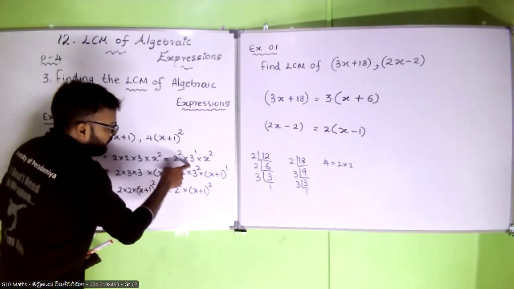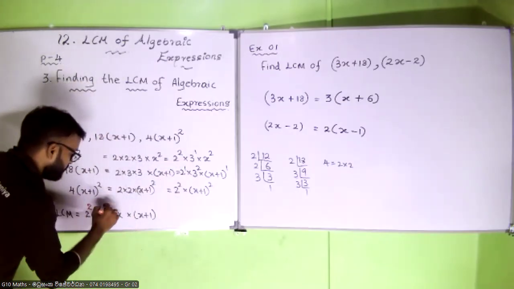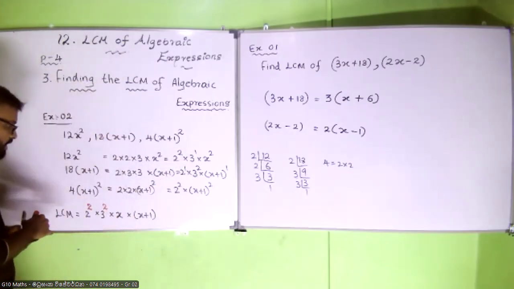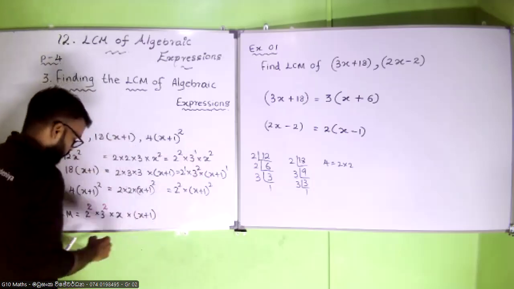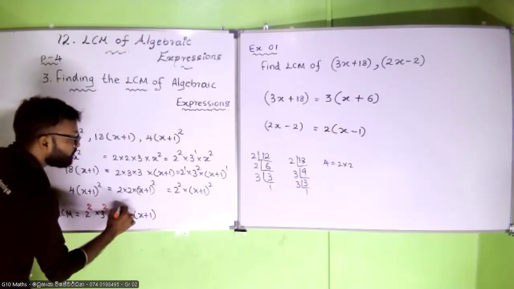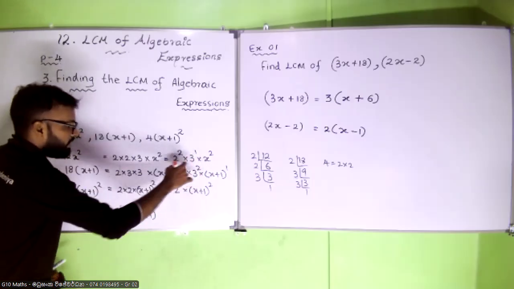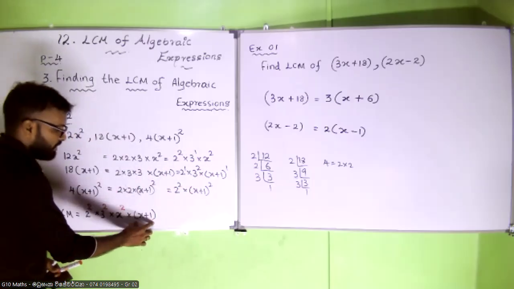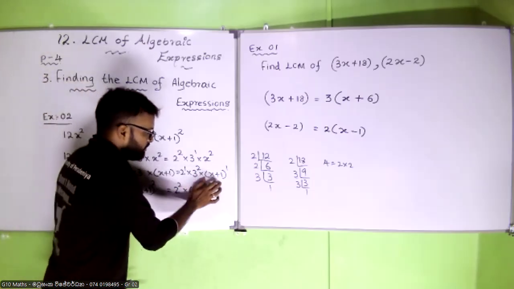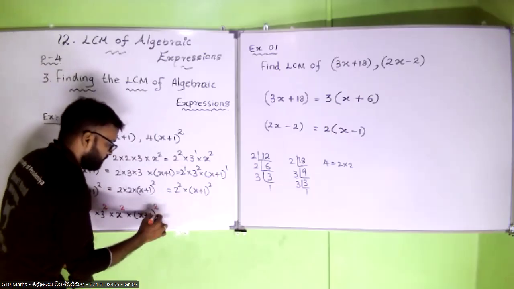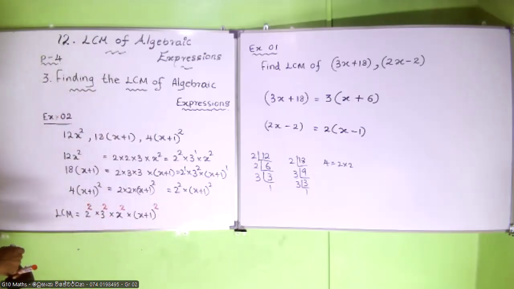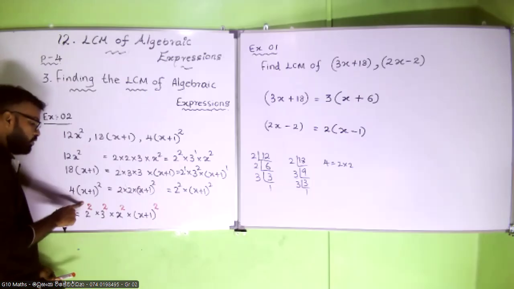When you consider 3, 3 to the power 1, 3 to the power 2, so this is it. Done. When you consider x, x to the power 2. That is the only factor, x to the power 2. When you consider x plus 1, x plus 1 to the power 1, x plus 1 to the power 2. This is it. Done.